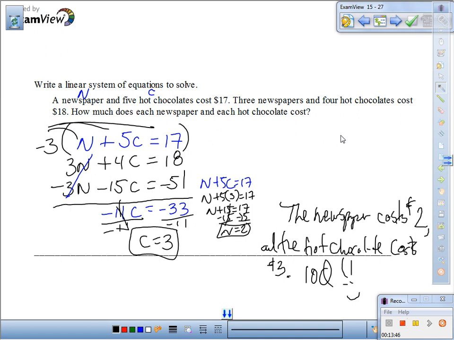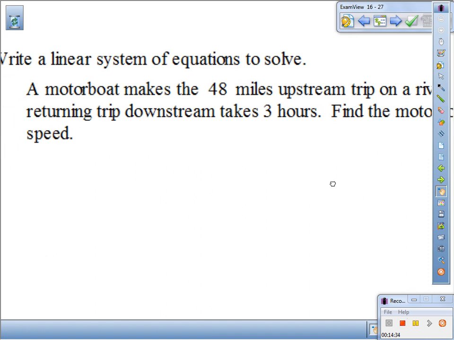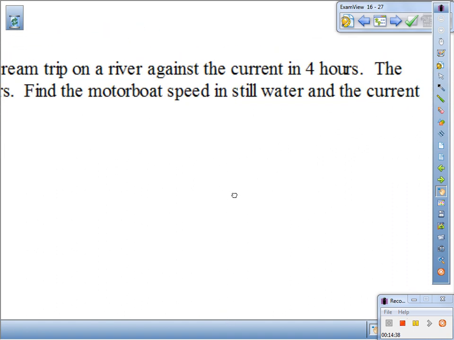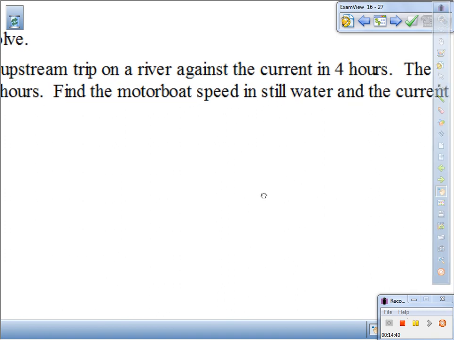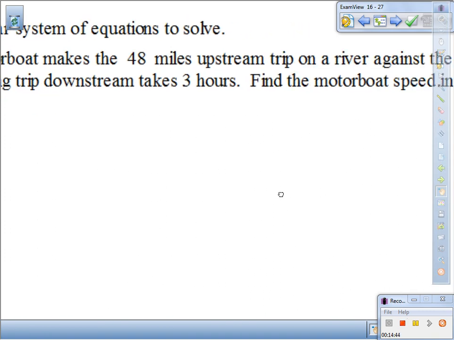All right. Number 16. It says, write a linear system of equations to solve. Let's see. What kind of problem is this? A motorboat makes 48-mile trip in a river against the current in 4 hours and 3 hours to return downstream.